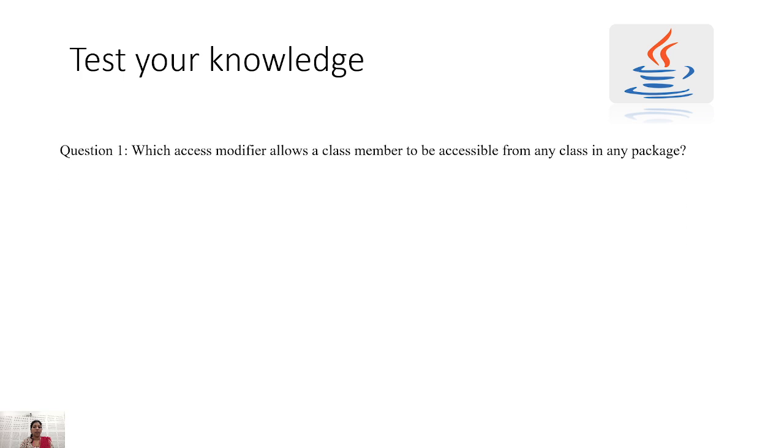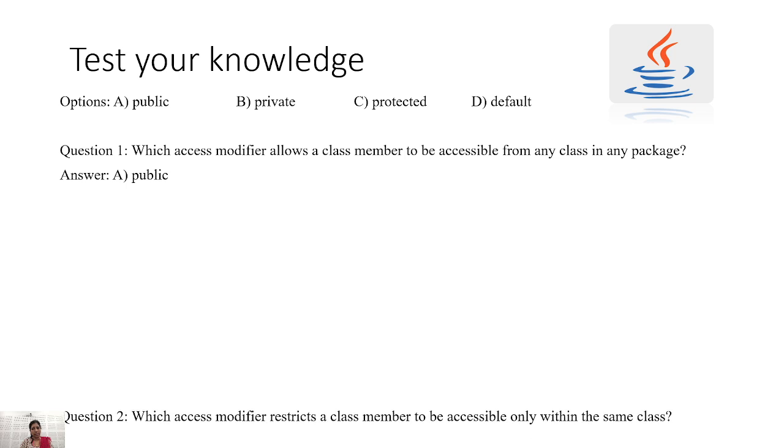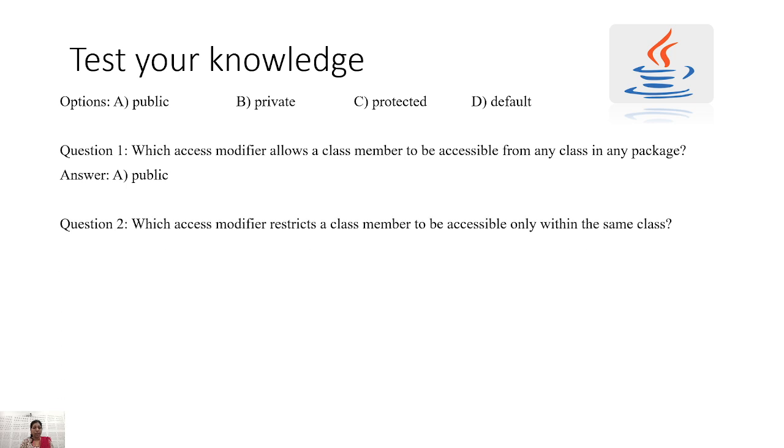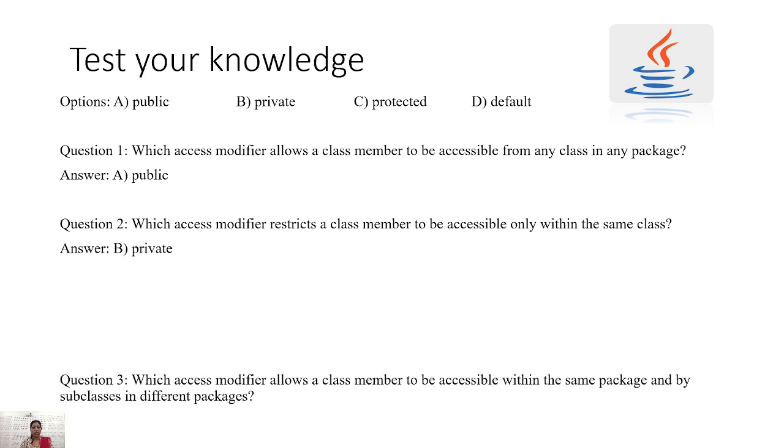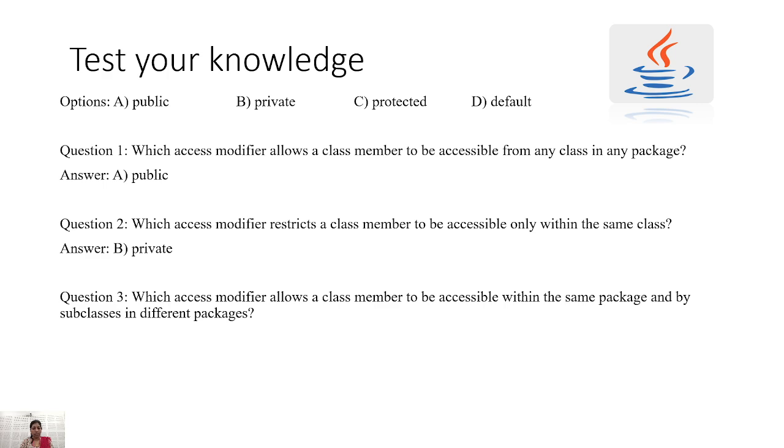So now let's test your knowledge. Which access modifier allows a class member to be accessible from any class in any package? So what will be the option? Public, private, protected, or default? Yes. That is the public one. It can be accessed from any class in any package. Next, which access modifier restricts the class member to be accessible only within the same class? Okay, what will be the answer? Yes. It is the private one, which restricts access to the same class.